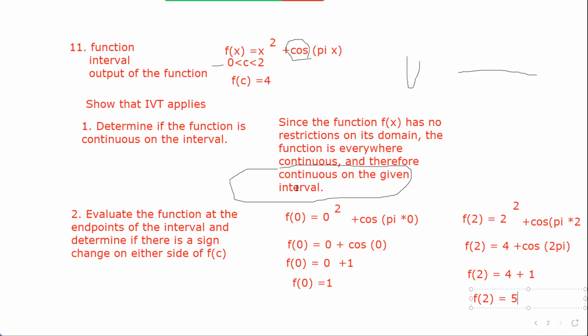Now, the question you should ask, and that's why I phrased it this way, is the values that you get, do they bound f of c? In other words, the question you ask is: is f of c between the outputs? And it is. 4 is between 1 and 5, right?